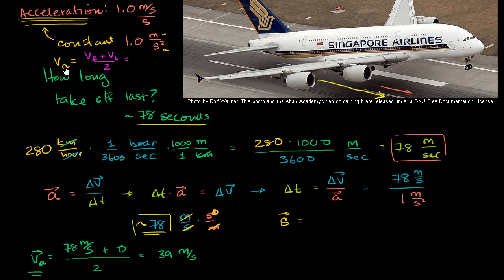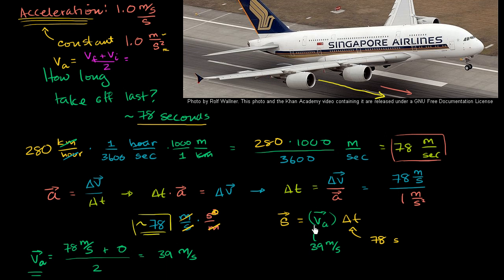And the value of an average velocity, in any situation, though in this situation we can calculate it this way, is that we can figure out our displacement by multiplying our average velocity times the change in time. We know the change in time is 78 seconds. We know our average velocity here is 39 meters per second, just the average of 0 and 78.